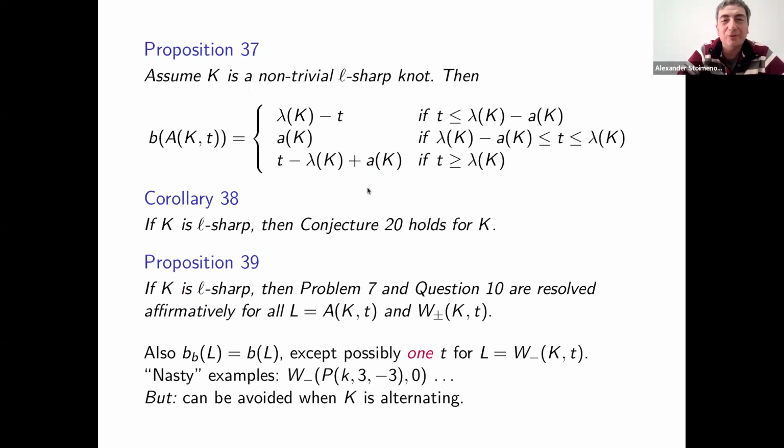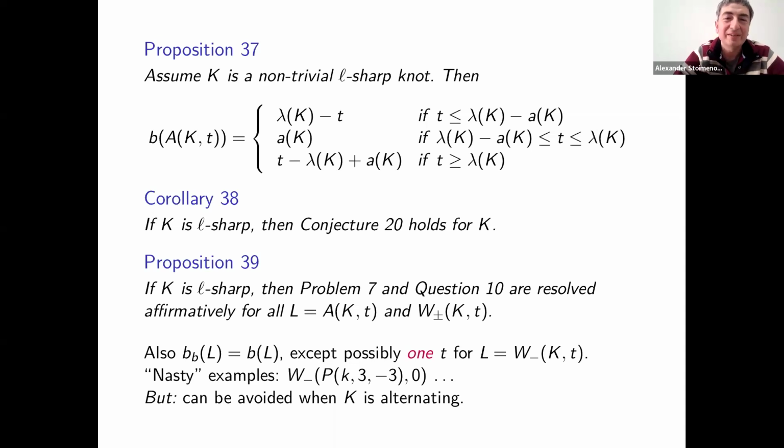So this is an explicit formula for the Bennequin index of the reverse parallel, depending on the framing, for an L-sharp knot. So you can express this Bennequin index in terms of the arc index and the maximal Thurston-Bennequin invariant. So what this formula basically says is if t is very small, then the Bennequin index is very large, and when t increases, then with every increase of t, this goes down by 1 until it reaches lambda of k minus A of k, then it stays equal to A of k until t is lambda of k, and then it starts going up again when you increase the framing.